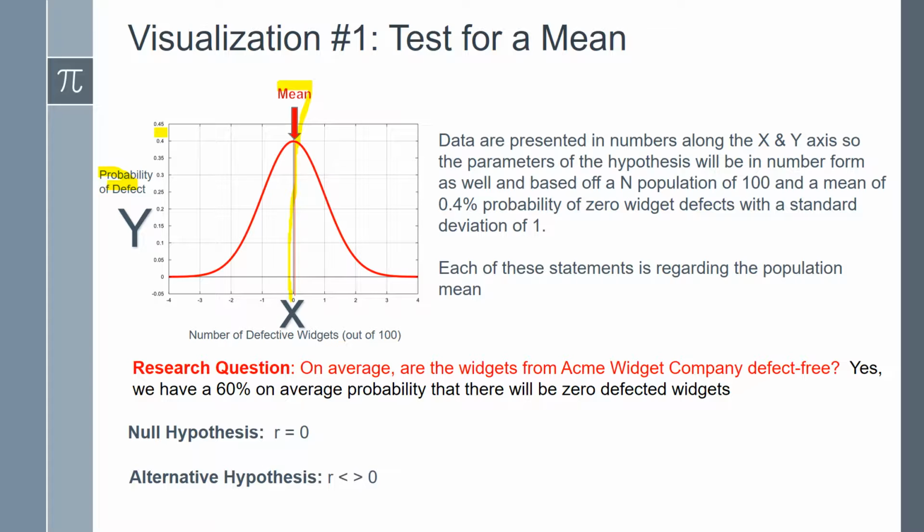Therefore, the research question is, on average, are the widgets from Acme Widget Company defect-free? Yes, we have a 60% on average probability that there will be 0 defective widgets. Therefore, the null hypothesis: defective widgets equals the mean. We can have an alternative hypothesis that says defective widgets do not equal the mean, and that this was basically a one-time occasion off these hundreds. So that's what we can test to see if this continues after the 100 and going up to 200, 300, for instance.